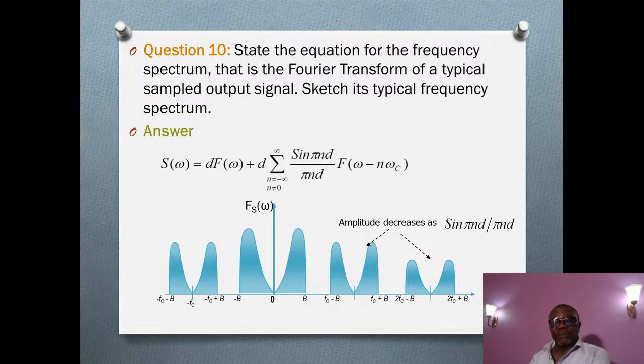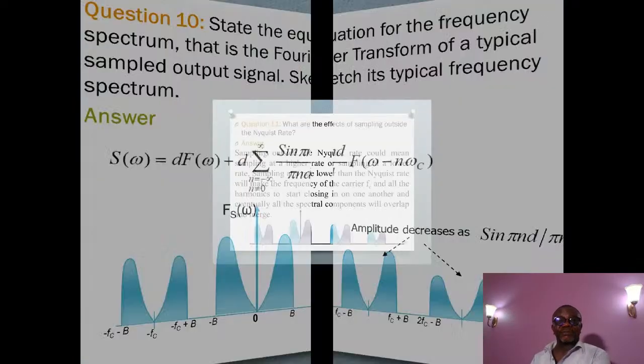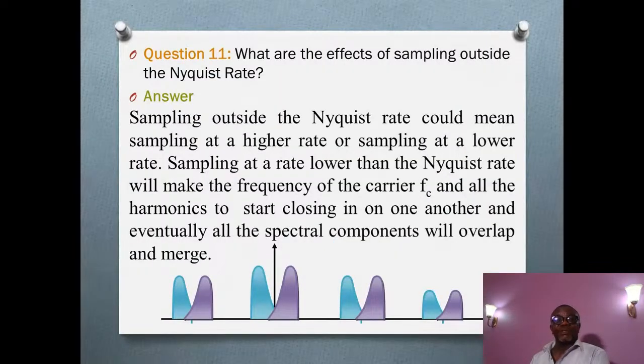So the importance of this is that you have harmonics decreasing in amplitude. Each of the harmonics carries the same information, like when we did our modulation. So the important thing now is to extract this information. Let's go further to see what happens. Now, question 11 says, what are the effects of sampling outside the Nyquist rate?